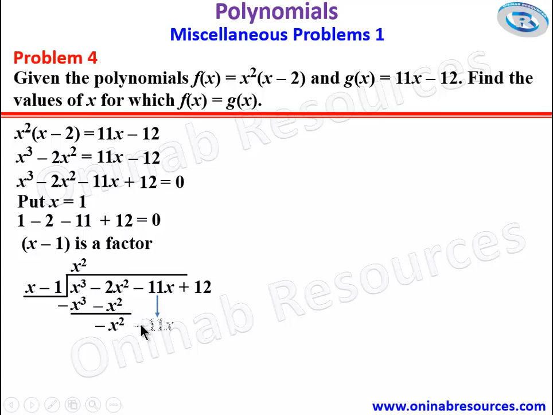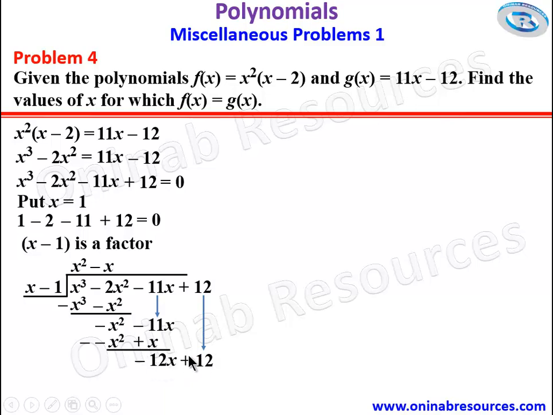We then bring down the negative 11x. So negative x squared divided by x gives negative x. And negative x times x gives negative x squared. Negative x times negative 1 gives positive x. We then subtract, this x squared is gone. Minus 11x minus x gives negative 12x. Since negative times positive gives negative, so we bring down the 12.